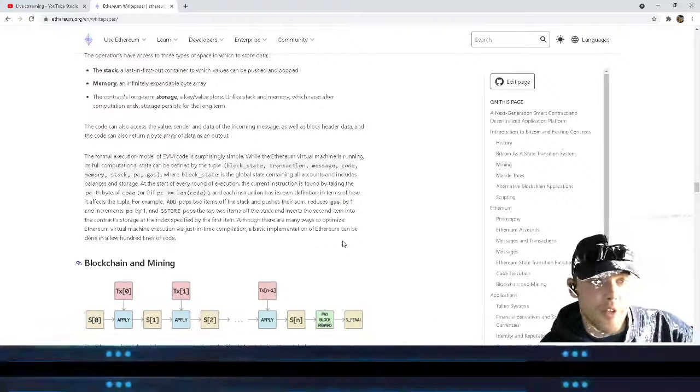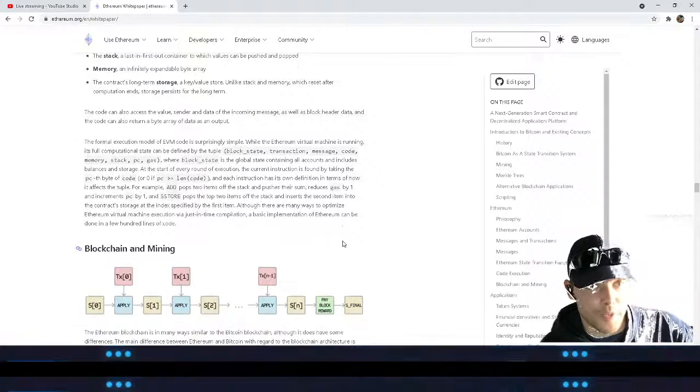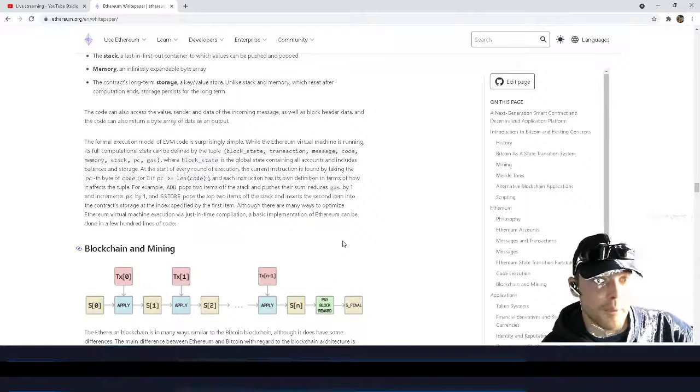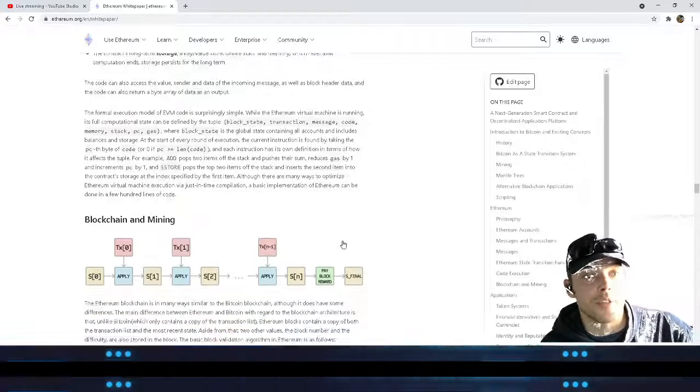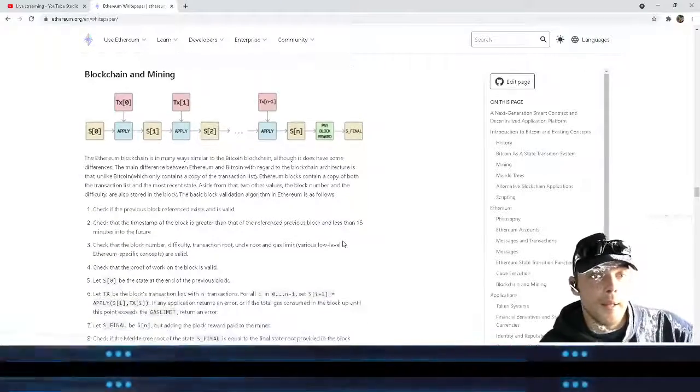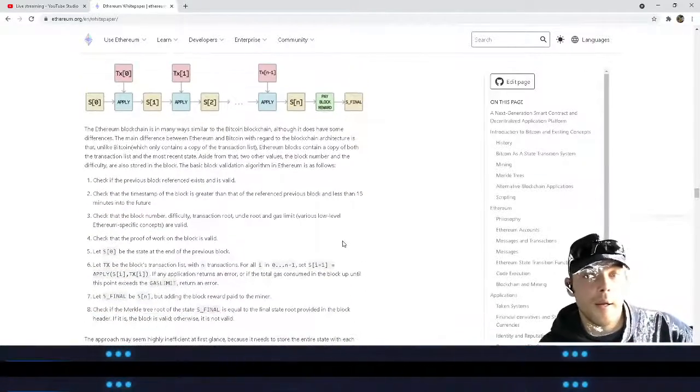Although there are many ways to optimize the Ethereum virtual machine execution via just-in-time compilation, a basic implementation of Ethereum can be done in a few hundred lines of code.